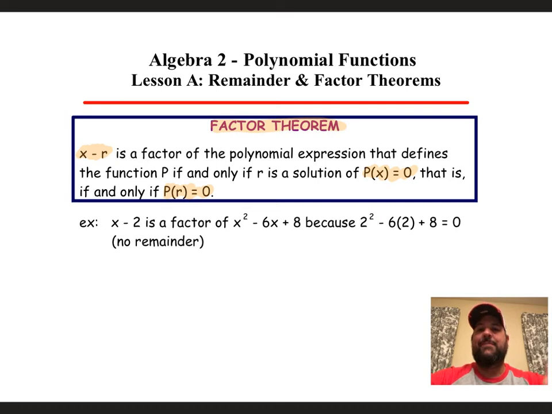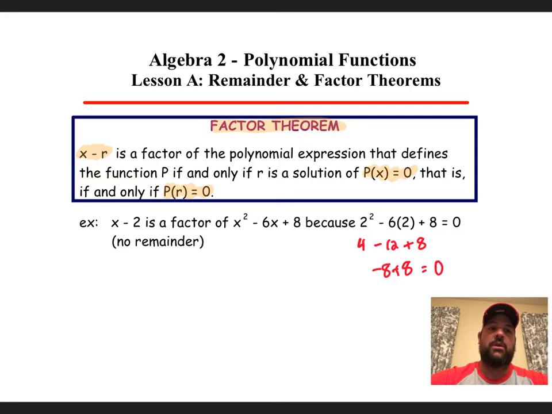So you can see our example here. It says x minus 2 is a factor of x squared minus 6x plus 8 because when we take the 2 and we substitute it into the function, we end up with 0. And we can just check that real quick. The 2 squared becomes 4. Minus 6 times 2 is minus 12 plus 8. Well, 4 minus 12 is negative 8 plus 8 equals 0. That shows us that indeed x minus 2 is going to be a factor of the polynomial.